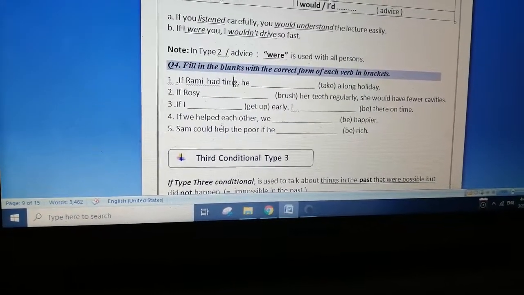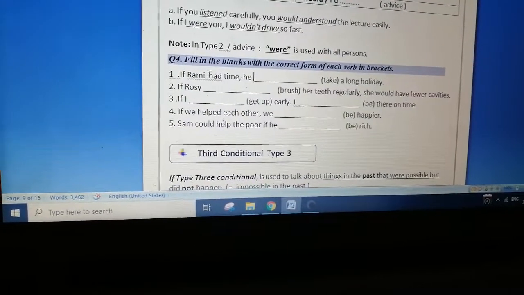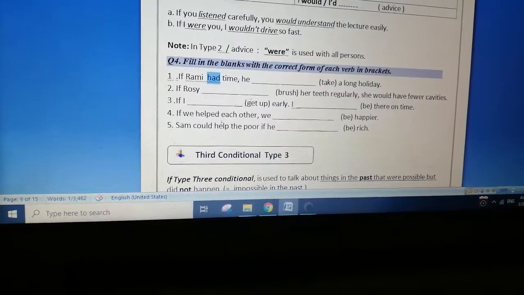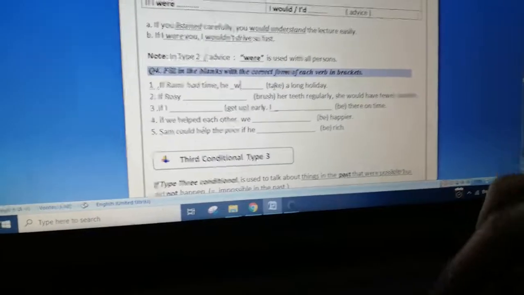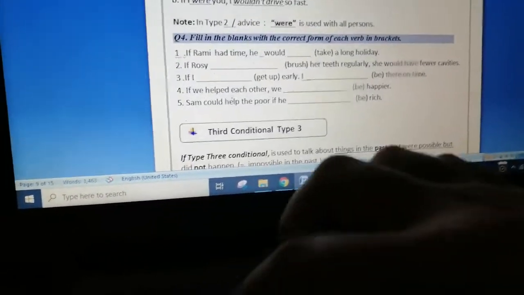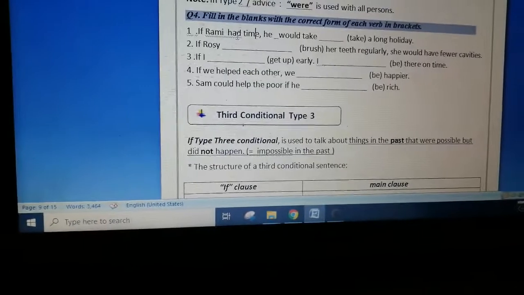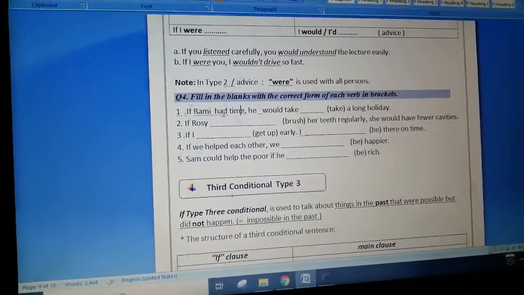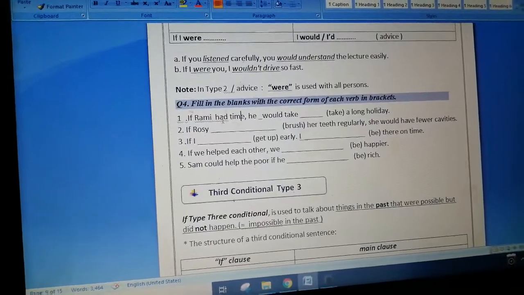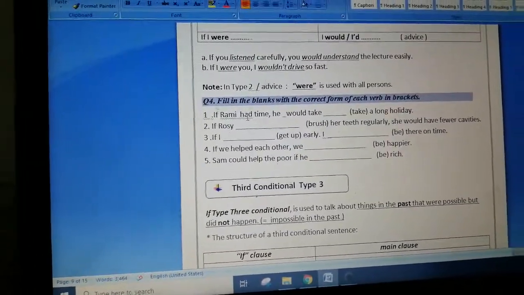If Rami had time, this is the if clause in the past. Here we know it's in the past because of had. He blank take a long holiday. You can add would. He would take a long holiday. So another trick for the exercise, you can check the first part, which is the if clause. You can find the tense marker from it. Here the tense marker is had because it refers to the past. So we have to use would or could or might or should in the main part.